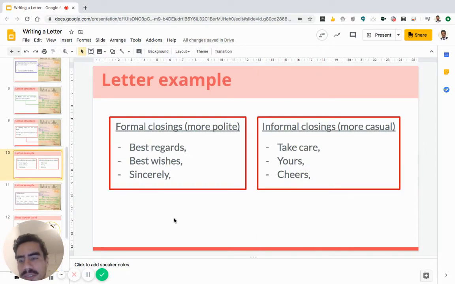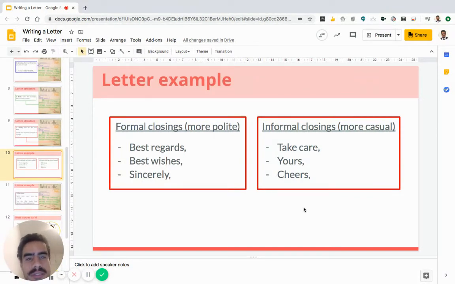There are two different situations. There are formal closings, when you want to write a formal letter and be more polite. So if it's a letter from work or from school, for someone that you are not so close to, you use these formal closings. In these formal closings, we have these suggestions. You can write best regards, best wishes, or sincerely.